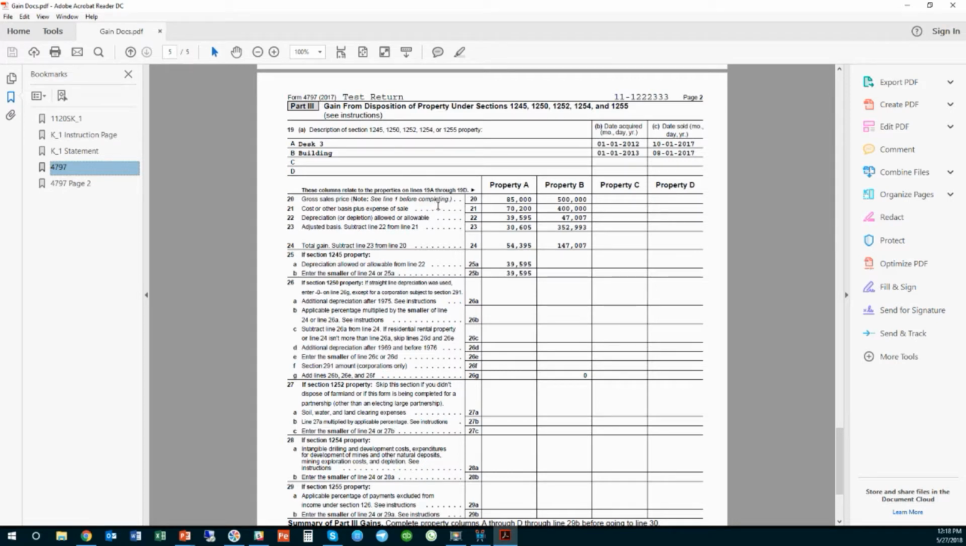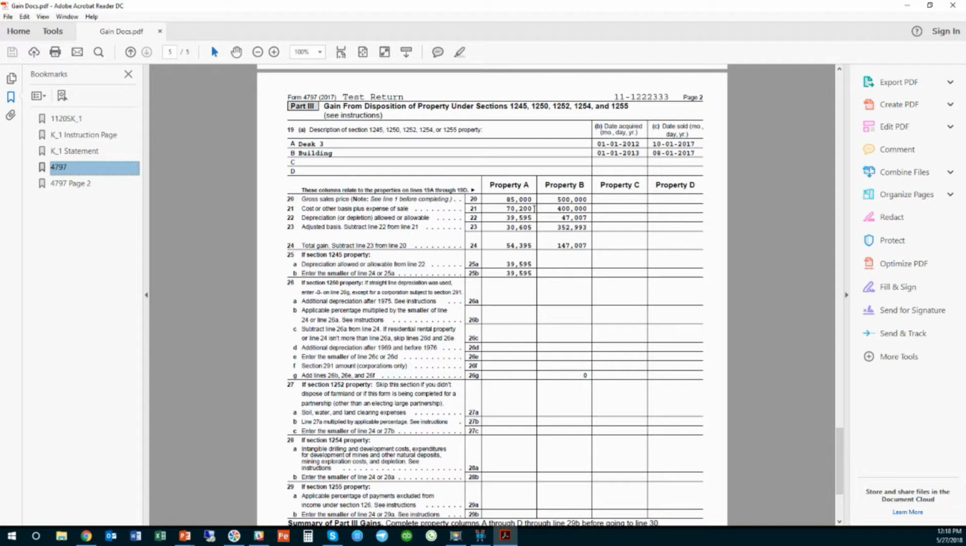I have simulated 2 different pieces of property being sold and what they'll look like on the 4797. The first one is desk 3, whatever desk 3 is, and then property B is a building. We can see that one of them was purchased at the beginning of 2012, one at the beginning of 2013, and then they were sold at different times during 2017. Let's look at the desk first, which is property A. The gross sales price of the desk was $85,000, and the original cost basis was $70,200.